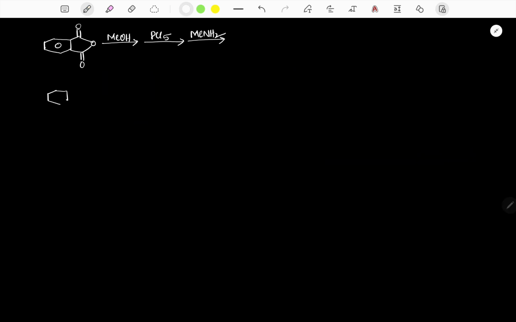The reactant is phthalic anhydride. It is treated with the nucleophile methanol. So here the nucleophile is there and here the leaving group is there. So the nucleophile attacks, the leaving group will leave, and finally it converts into the corresponding carboxylic ester and carboxylic acid.